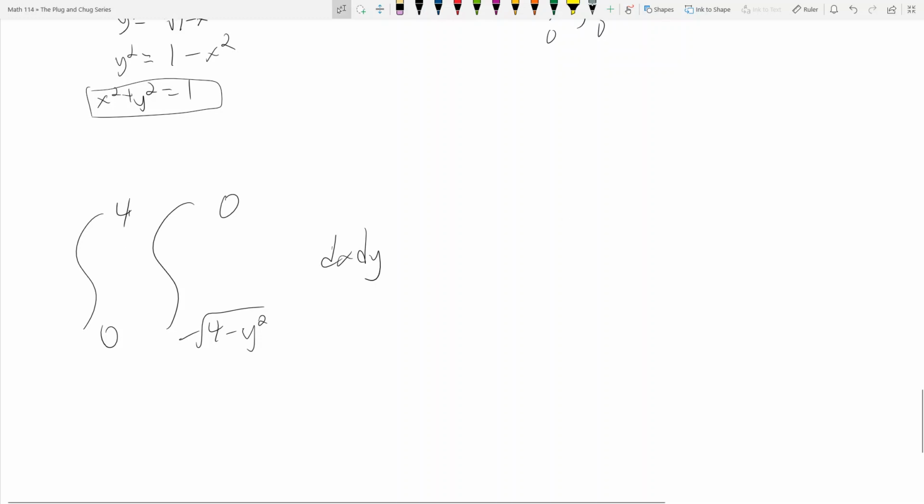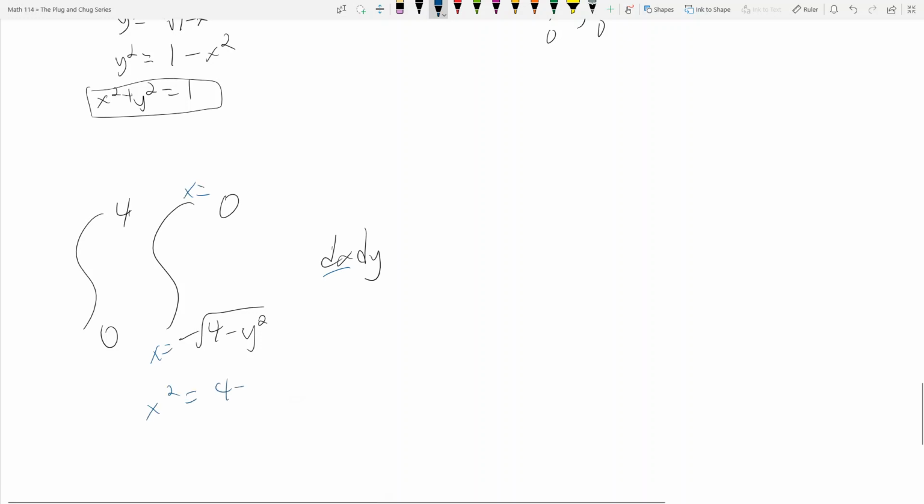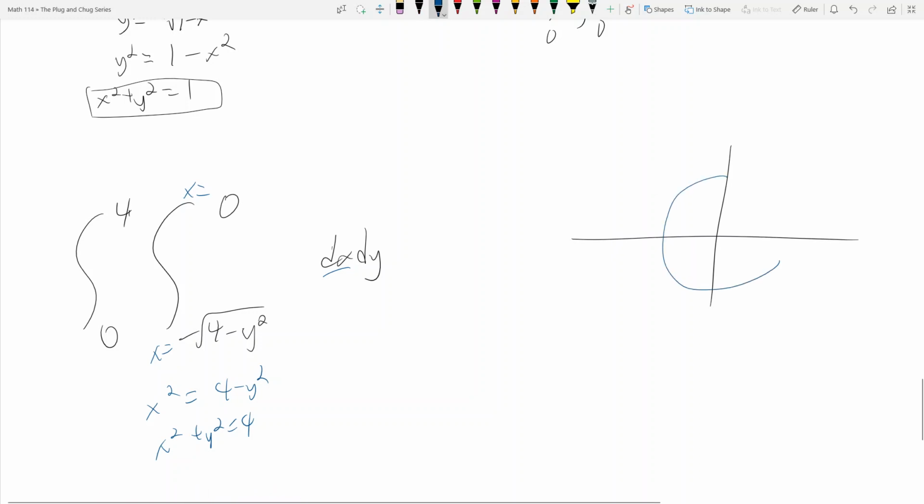So what does this region look like now? Well, x is on the inside, so that's x equals, and this is x equals. If I square it, I get x squared is equal to 4 minus y squared. So I get x squared plus y squared is equal to 4, right? Drawing this out, I have a circle of radius 2, so that would be 2 right there.